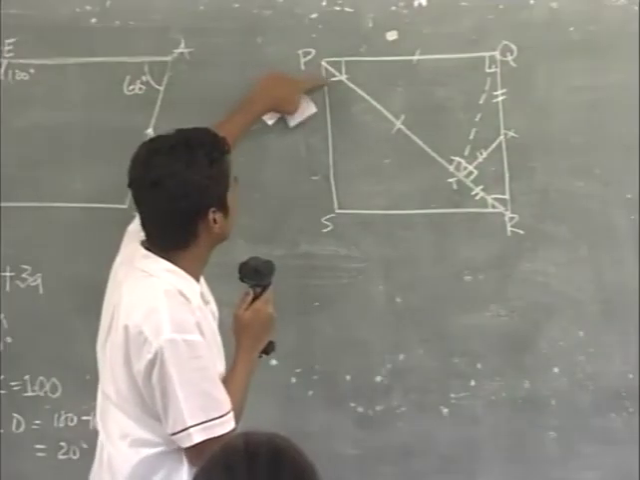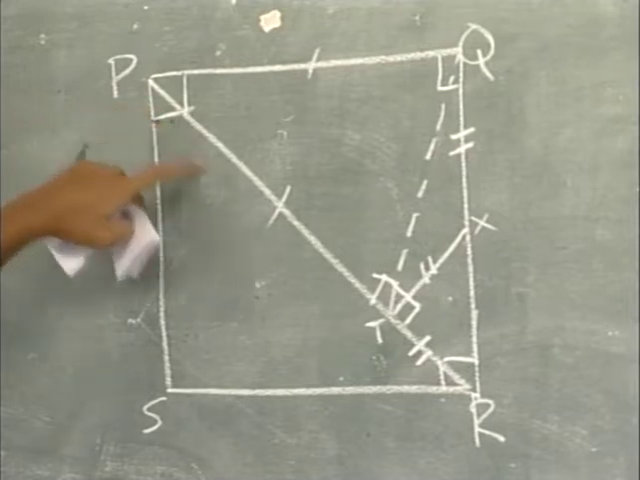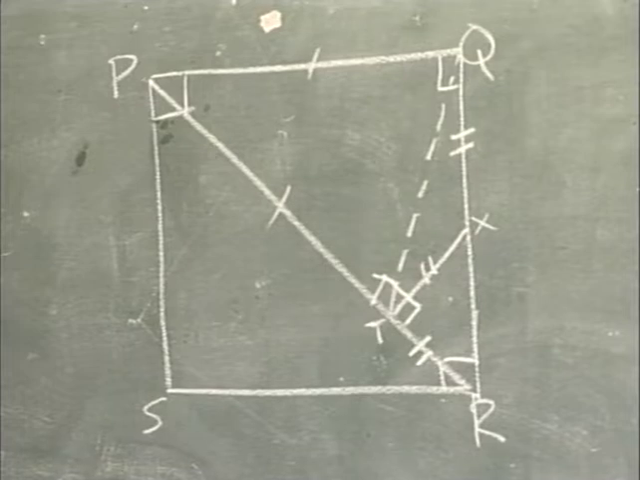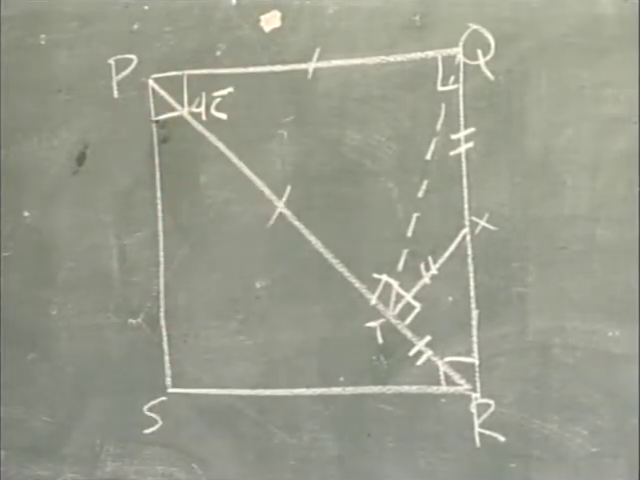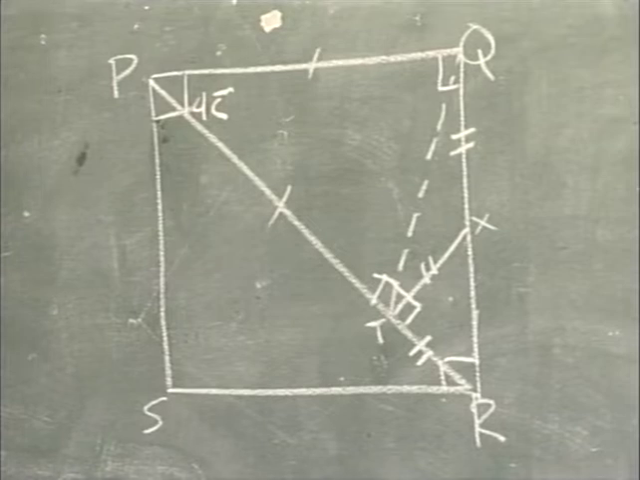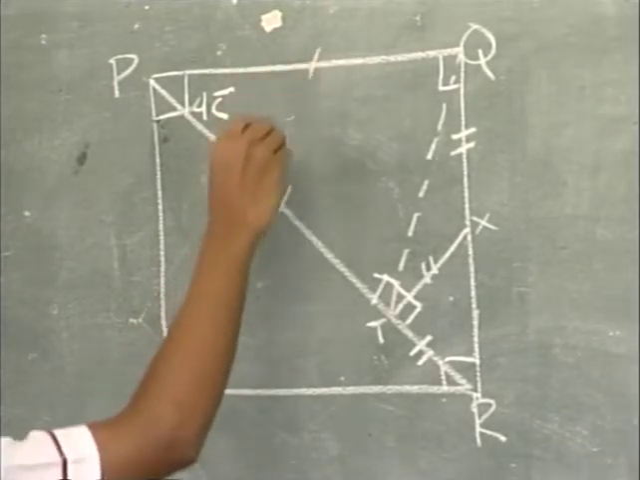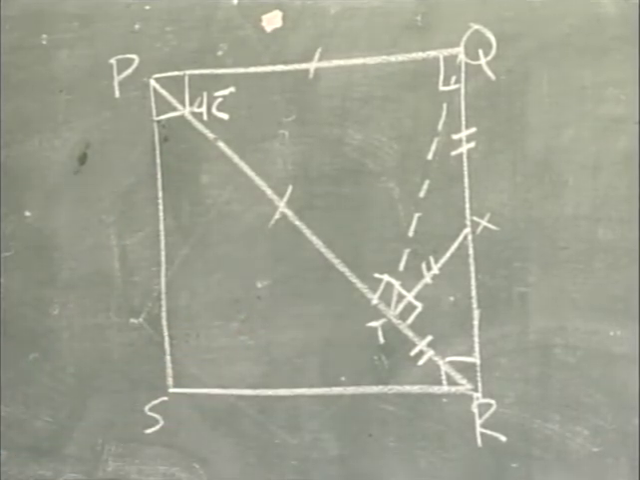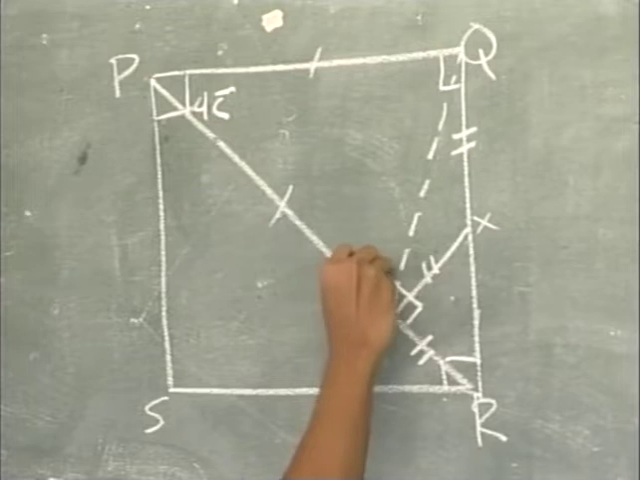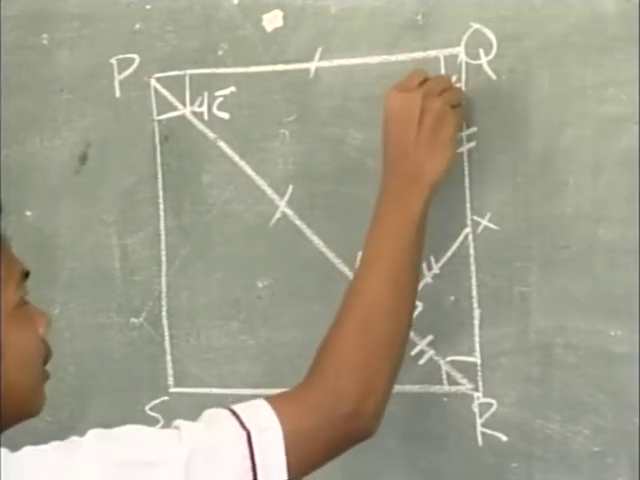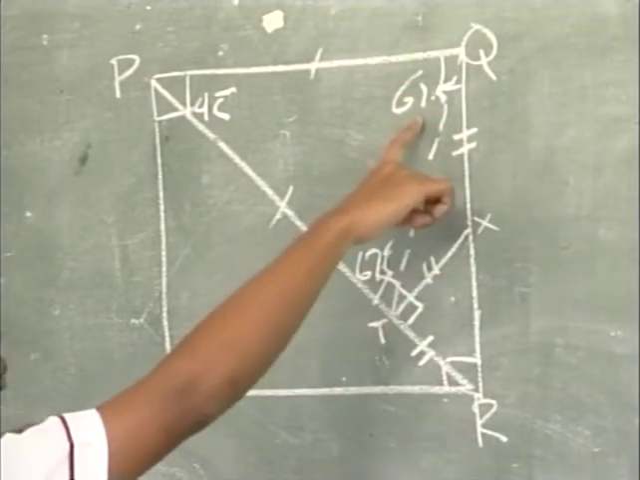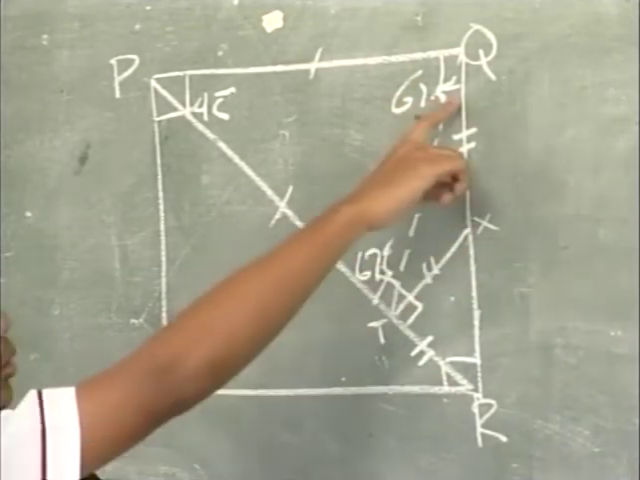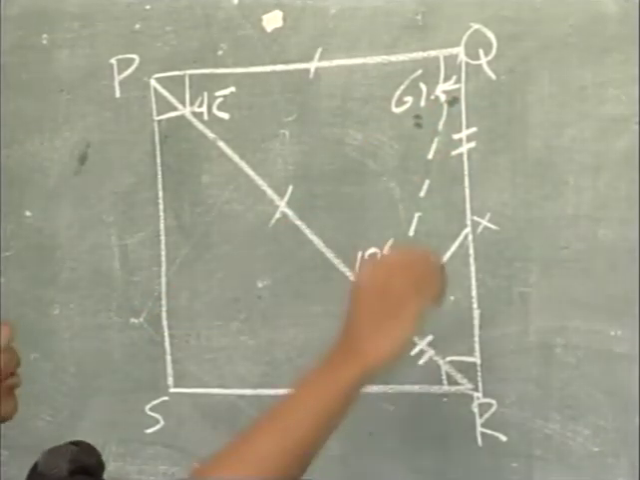The square has a right angle, so the diagonal cuts through there, so this is 45 and this is also 45. And since we are told that these both are equal, 180 minus 45 divided by 2 is 67.5. And since this is 67.5, and it is also a right angle over there, you subtract it from 90 degrees and you get 22.5 over here.